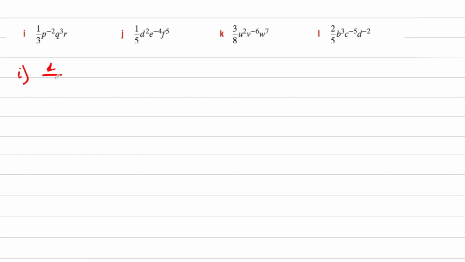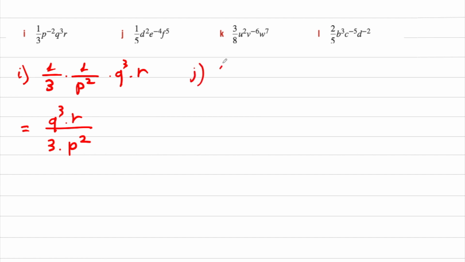Question I, you have the term of negative indices is p. So 1 over 3, keep it unchanged. p to the power of minus 2, 1 over p squared here. q, q, r. Simplify it, q cubed multiply r divided by 3 times p squared.